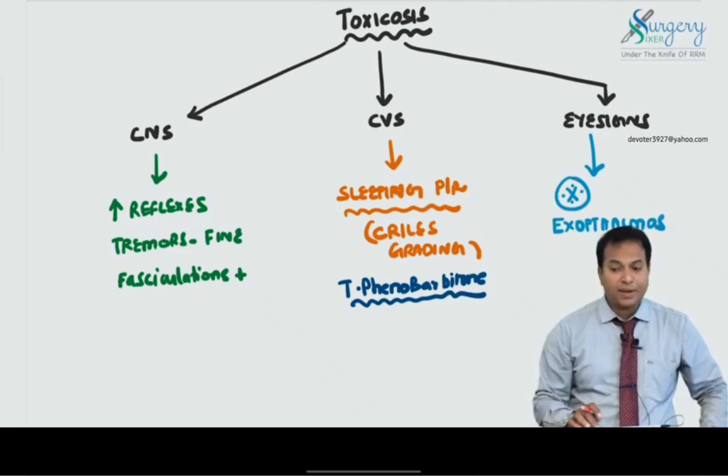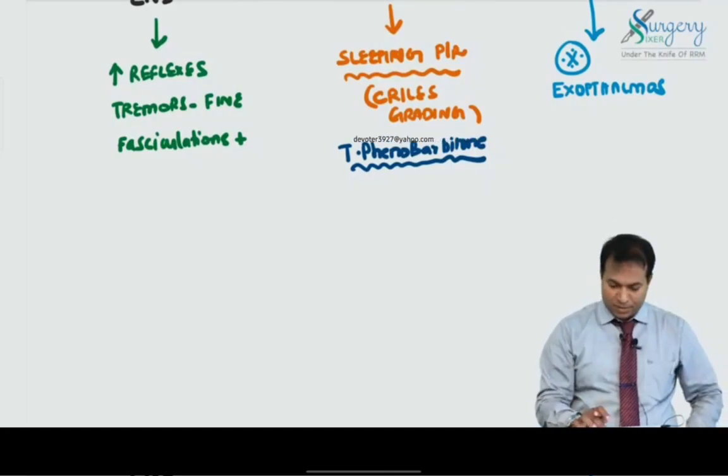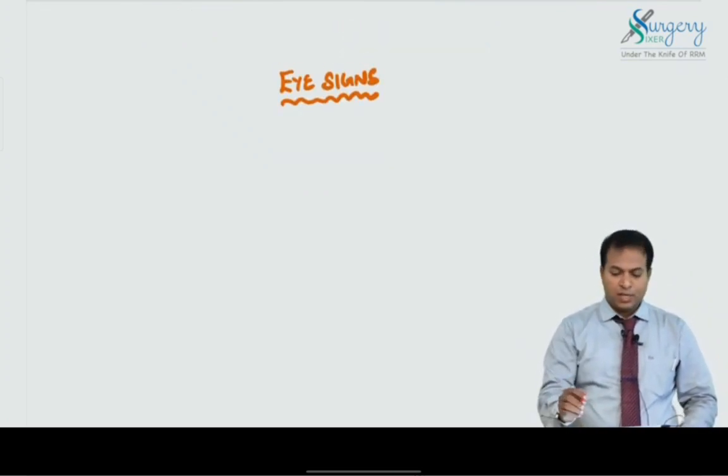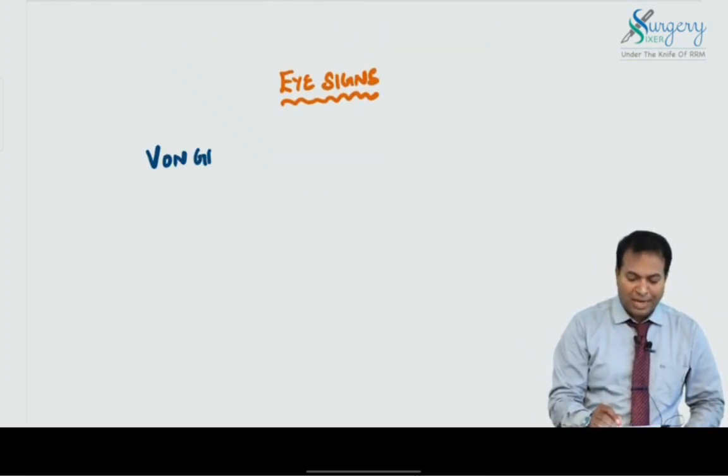I am expecting this year you may get to demonstrate one eye sign in AIIMS. So, eye signs in AIIMS. What are all the eye signs? One is Von Graefe's sign. I used to read it like Von Graefe's lid lag sign.